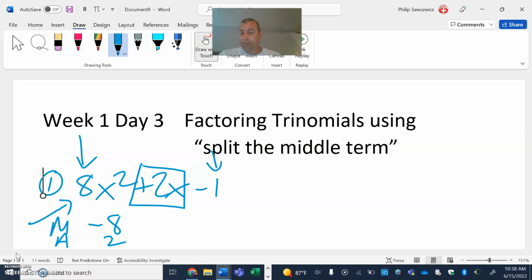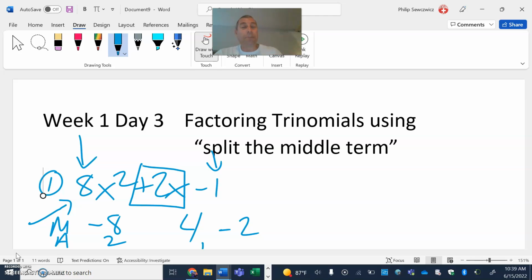4 times 2. Okay, yeah, 4 times 2. Well, not 4 plus 2, but I can do a 4 minus 2. So if I do a 4 and then a minus 2, let's check this out. If you multiply 4 and negative 2 together, yeah, we get negative 8. And if I combine 4 and negative 2, I also get a positive 2. So I've got a winner here.